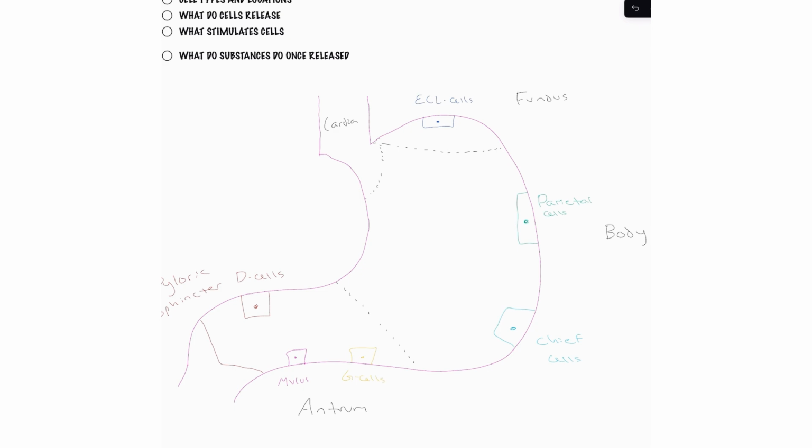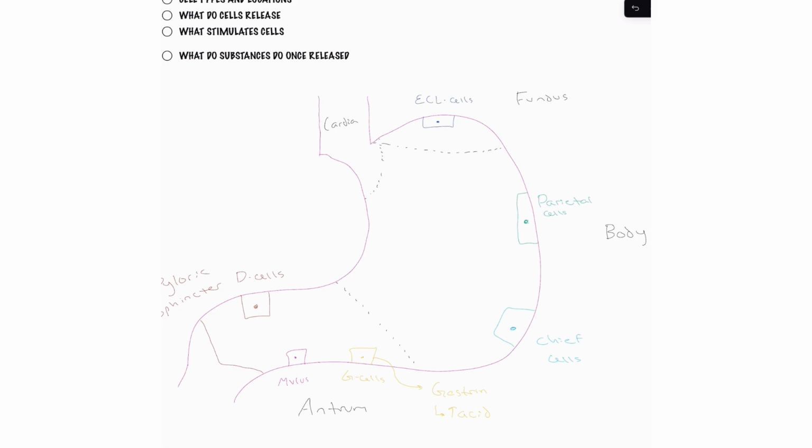So what do these cells all secrete? Well, let's start with the G cells. So G cells release something called gastrin. Okay. Gastrin likes to be released into the circulation, okay, so into the blood. Gastrin really has one goal in its life, and it's to increase acid. So let's write that in. Gastrin likes to increase acid, and it does that in 2 different ways, okay?